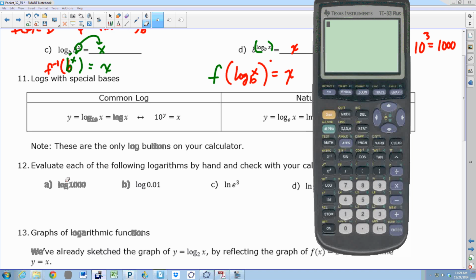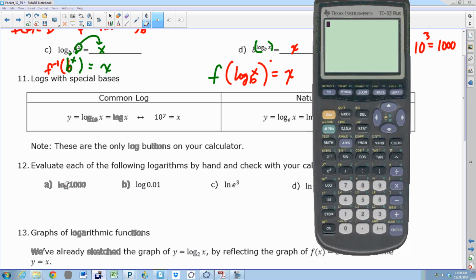So if you're trying to evaluate log base 10 of a, is that your quiz? Could you hand it in, please? Oh, okay. Can I have your quiz, please? Thank you. Thank you.